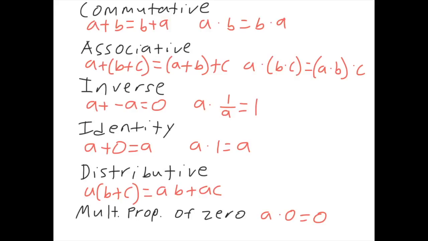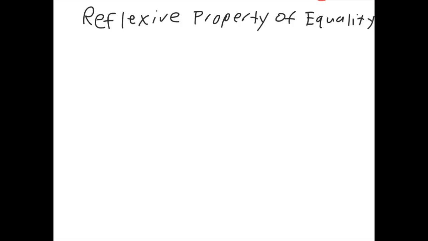Now we're going to talk about some other properties, specifically known as properties of equality. Alright, we're going to start with the reflexive property of equality. Probably the most simplest one. If you have a number A, then it is always equal to itself. So it's just saying any number is always equal to itself. So A equals A, 5 equals 5, negative 7 equals negative 7, so on.